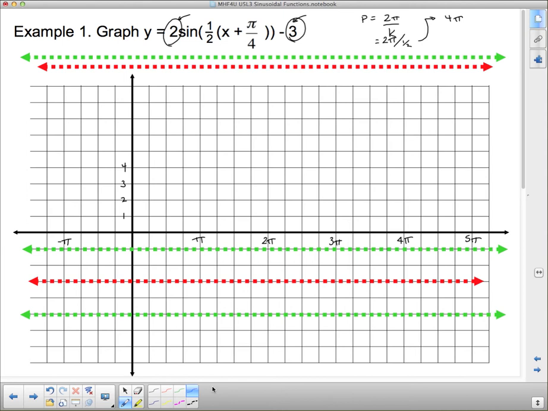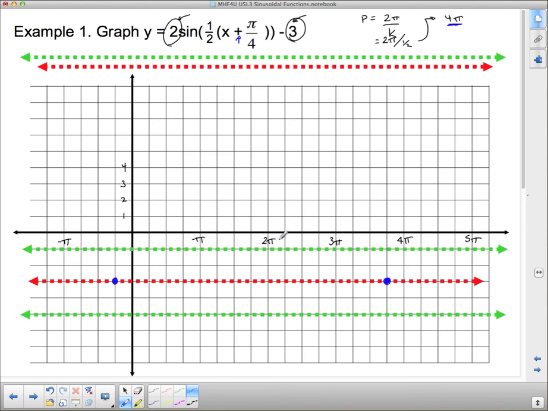Now, I know I have to start at a phase shift of pi by 4, and since this is positive, it's going to be negative pi by 4. Each one of these spaces was pi by 4, so I have to start backwards 1 pi by 4, so 1 space. And I know my period is 4 pi, so since I'm 1 back from 0, my end point is going to be 1 back from 4 pi.